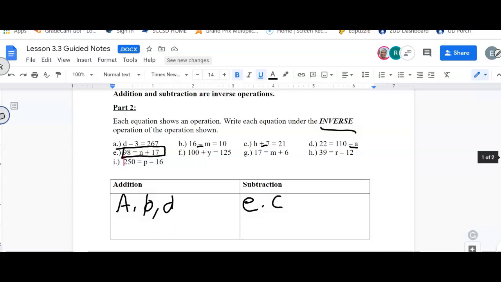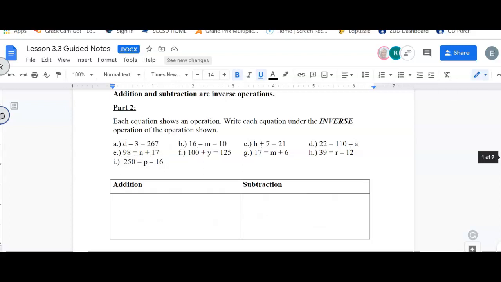What about F? Mark? Good. F goes in subtraction. G would be, Bryce? Subtraction. Good. H would be in? Addition. And I has subtraction, so it needs to be in addition. Okay? We good with that? All right.